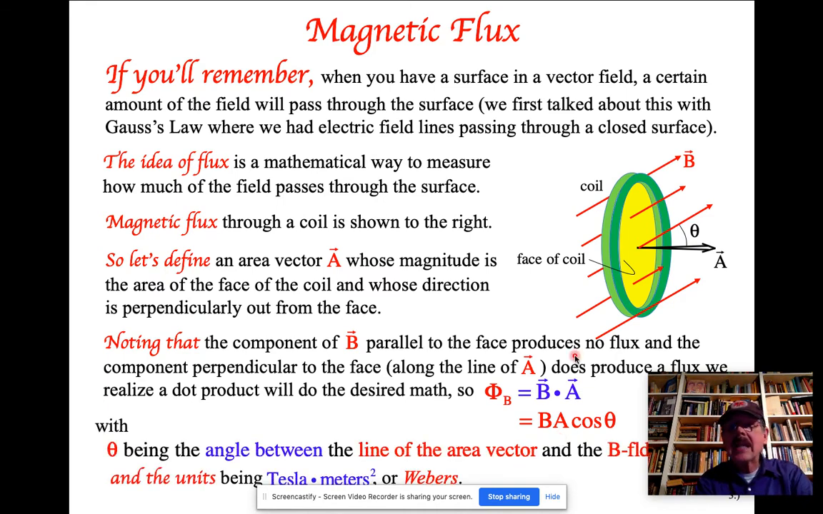And I guess the last thing to point out, at least for this slide anyway, is that the units for this thing are Tesla meters squared. So B is Tesla, A is meters squared. This quantity is given a special name. It's called a Weber, which I've often been partial to. I think that's kind of a fun name.